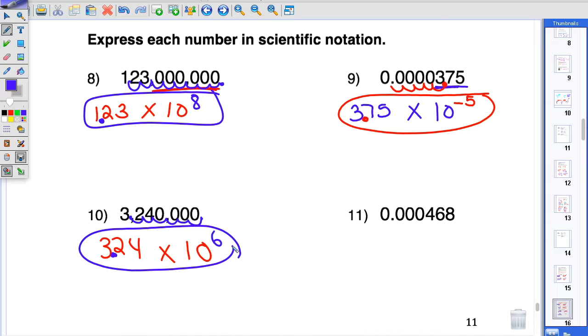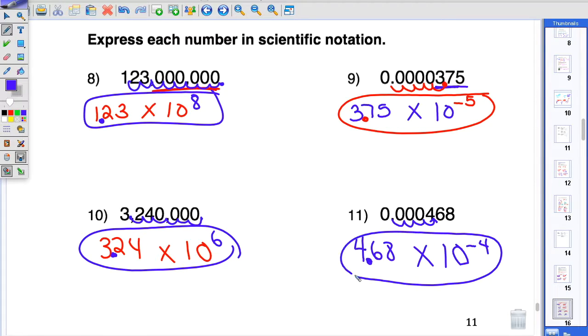Number 11. We have 468 millionths, so rewrite your 468 times 10 times 10. We move our decimal point 1, 2, 3, 4 places. So our number in front of our multiplication is between 0 and 10. And we moved 4 places. Since it's a really small number, it's going to be a negative exponent. So 4.68 times 10 to the negative 4th power.